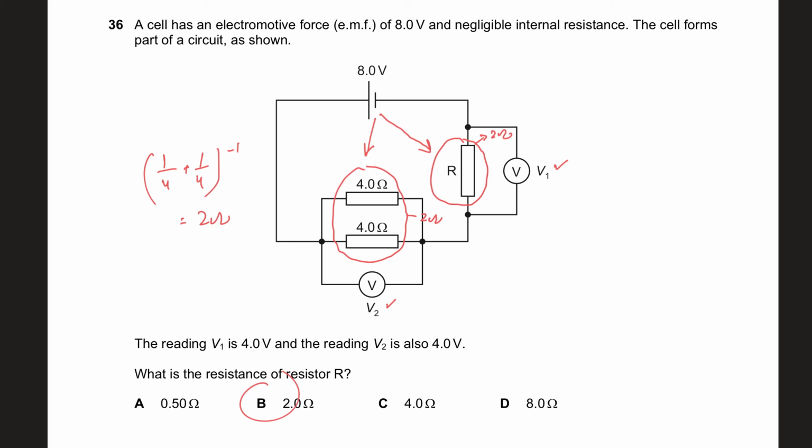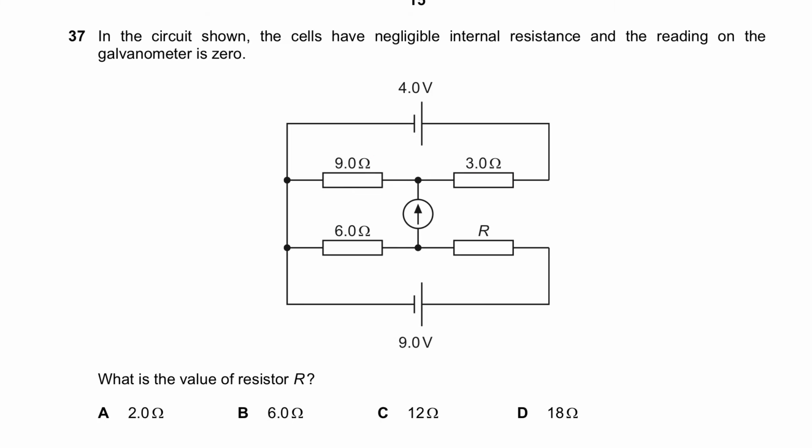Question 37 says, in the circuit shown, the cells have negligible internal resistance and the reading on the galvanometer is 0. What is the value of resistor R? If the reading on the galvanometer is 0, that basically means that the potential at this point is equal to the potential at this point. So you've got a 4 volt power supply.